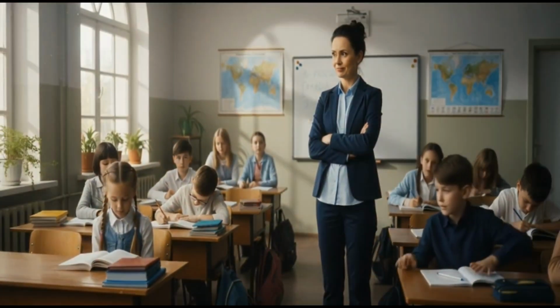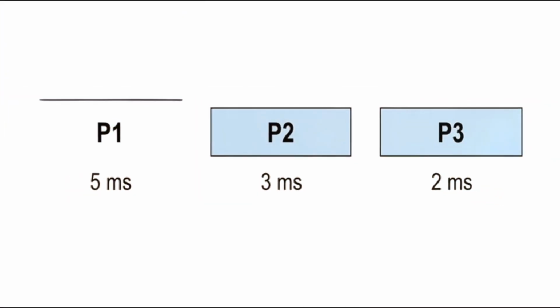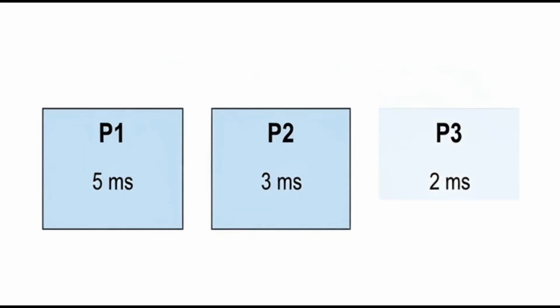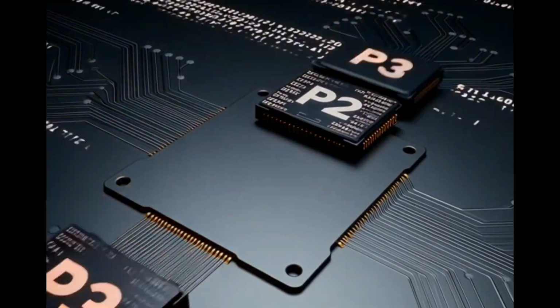Now, what if the teacher decided to ask the students who can answer the quickest? That's the idea of shortest job first. Here, the CPU chooses the smallest burst time first. So if we have three processes, P1 needs 5 milliseconds, P2 needs 3 milliseconds, and P3 needs 2 milliseconds, the CPU will start with P3, then P2, and finally P1. This method reduces the average waiting time because shorter processes finish quickly and free up the CPU for others.